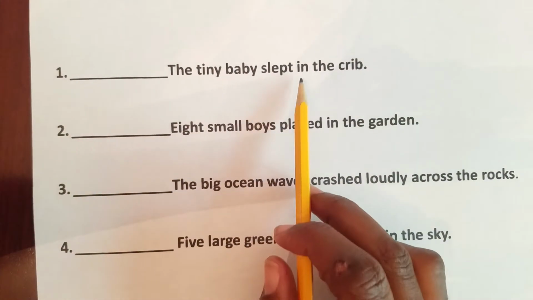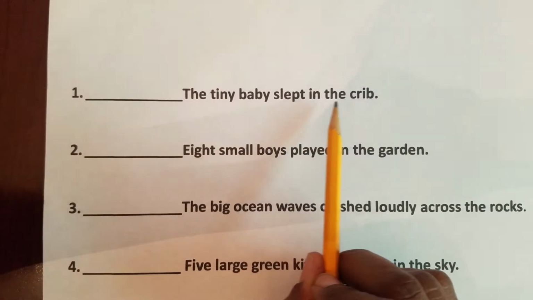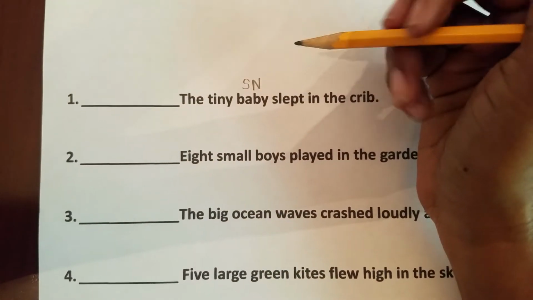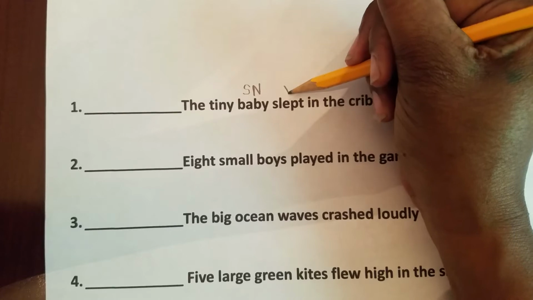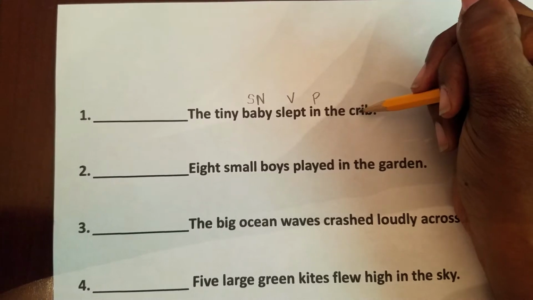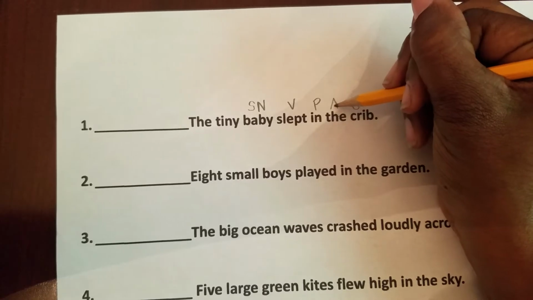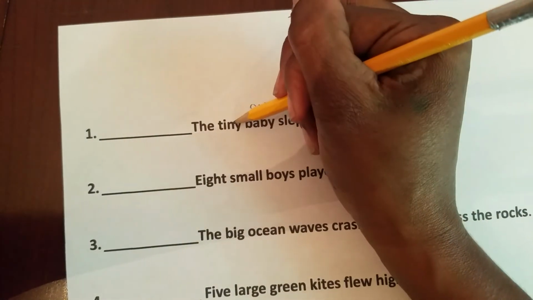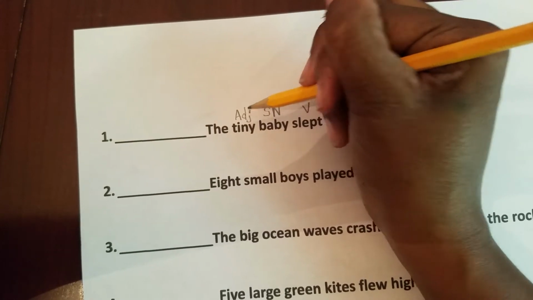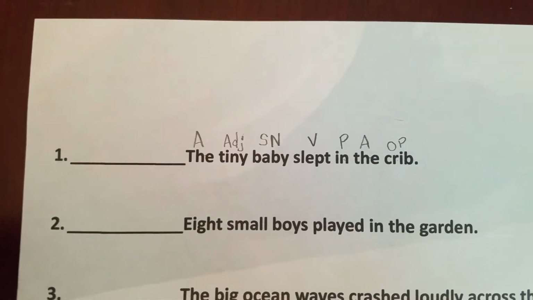The tiny baby slept in the crib. Do not forget the script. Who slept in the crib? Baby. Subject noun. What is being said about baby? Baby slept. Verb. In, preposition. In what? Crib, object of the preposition. The, article adjective. Let's go back. What kind of baby? Tiny, adjective. The, article adjective. If everything is done, now it's time for us to label.